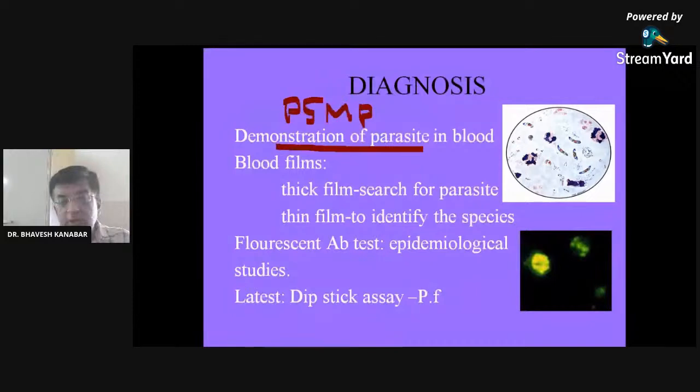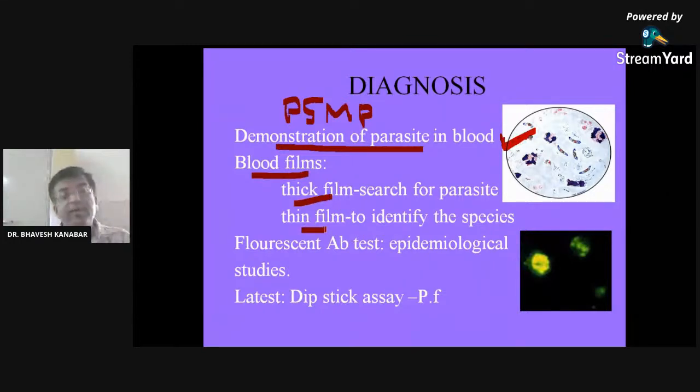So you ask the laboratory technician to take the blood smear and see whether the malaria parasite is present in blood or not. If it is present in blood, it will be 100% sure that the patient is suffering from malaria. So for this, two types of blood film are made: thick film and thin film.